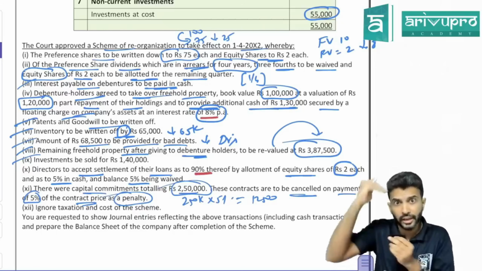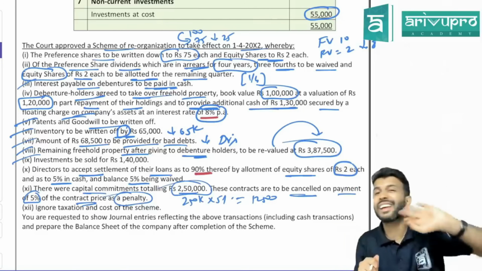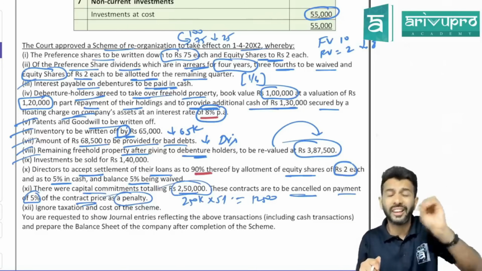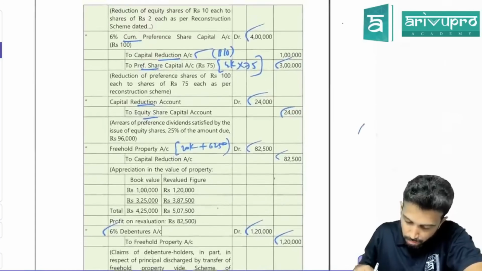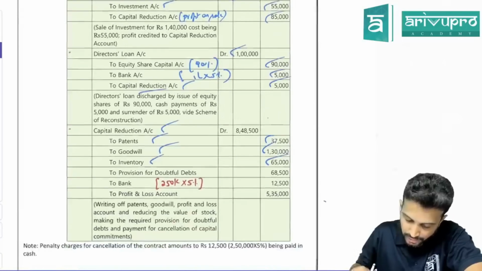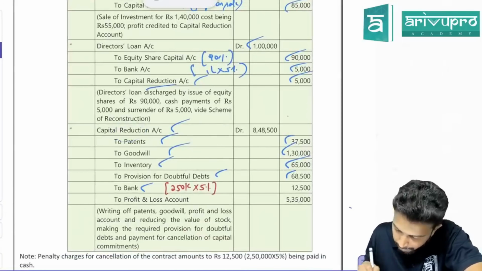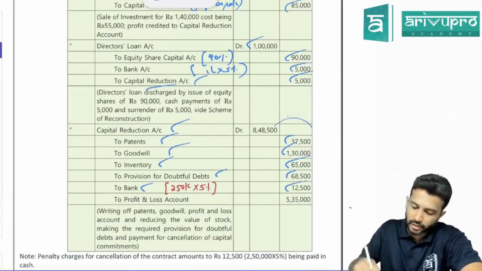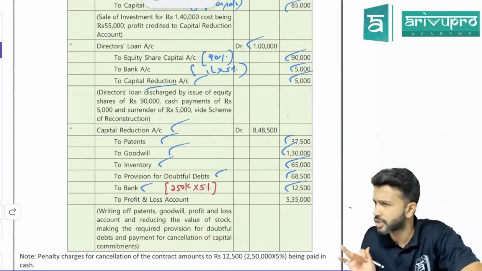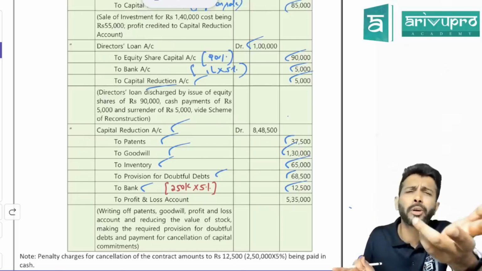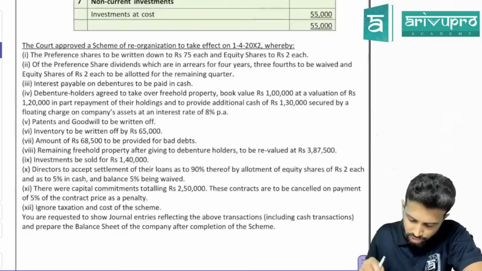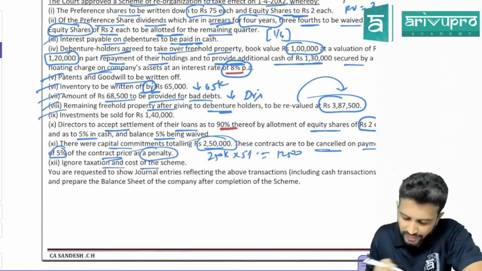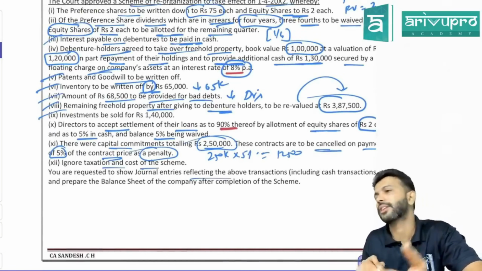For this journal entry, you'll write P&L to bank. No. For all the expenses in internal reconstruction, the entry will be reconstruction account debit to bank account. They would have passed it as a compound entry. Capital reduction account debit to bank, 12,500. The study material always prefers a compound entry. If you don't like a compound entry, passing a separate entry is also acceptable. That is your presentation. Ignore taxation and cost of the scheme. Show journal entries. That's all.